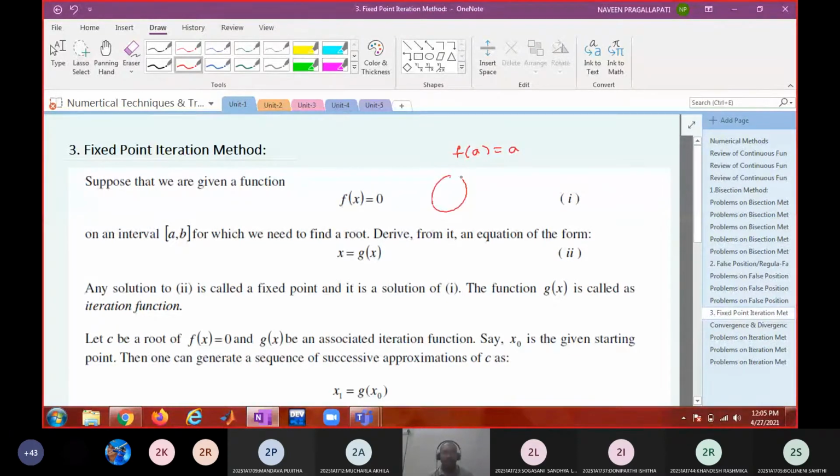The number which maps to itself is said to be a fixed point for the mapping. This is the domain, this is the codomain. You have a function from A to B, a function from one set to another set.